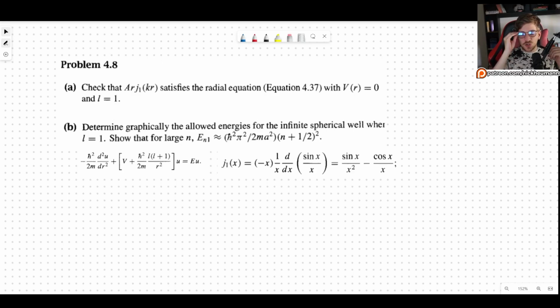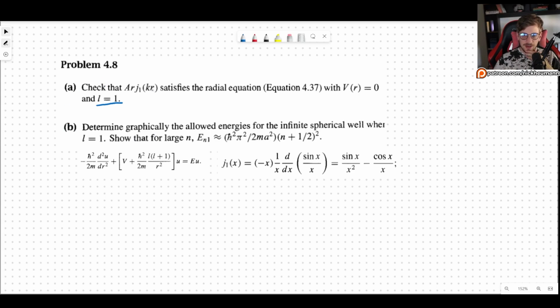Welcome! In this video, we will begin discussing the first excited state for the infinite spherical well. Okay, so that means when L is equal to 1. This is also the equivalent of Griffiths problem 4.8 as it appears in the third edition of his book, Introduction to Quantum Mechanics. So what we have to do here is the following.